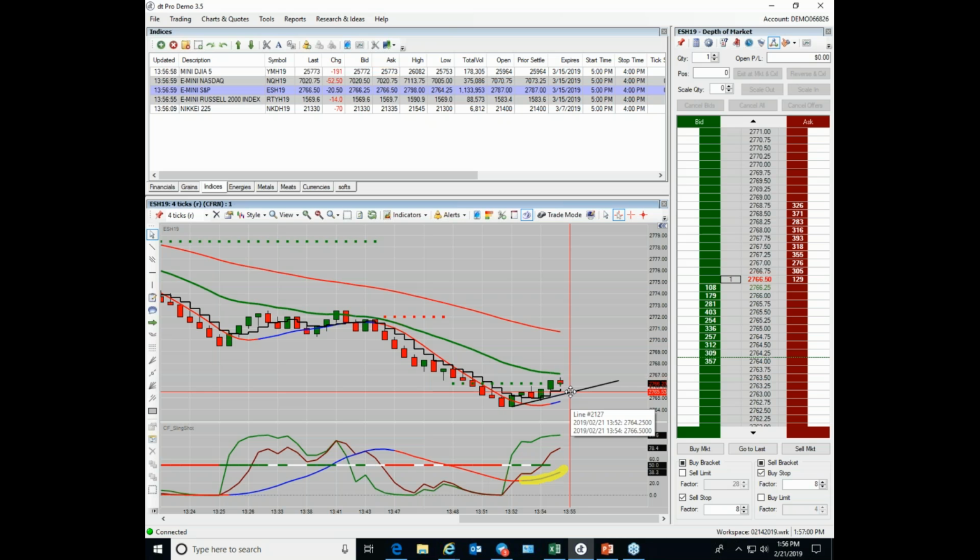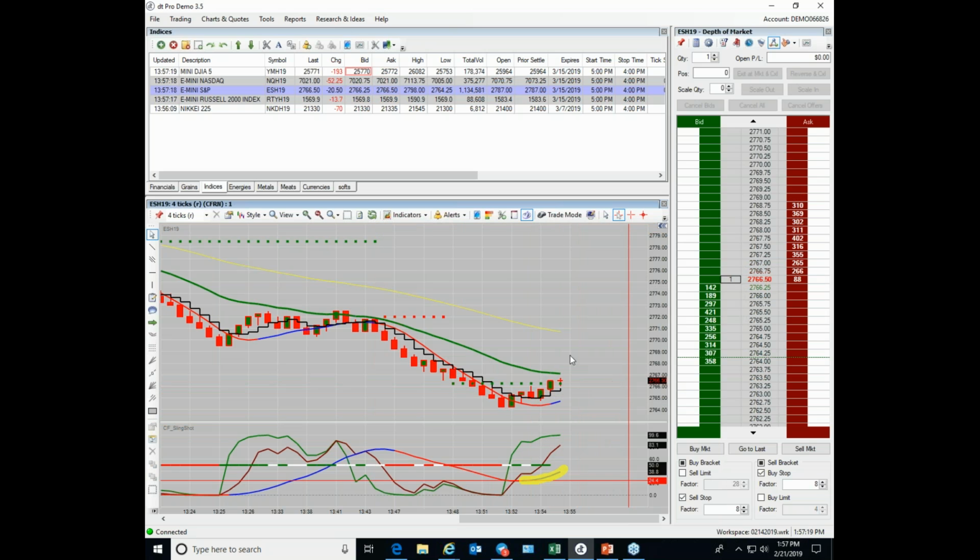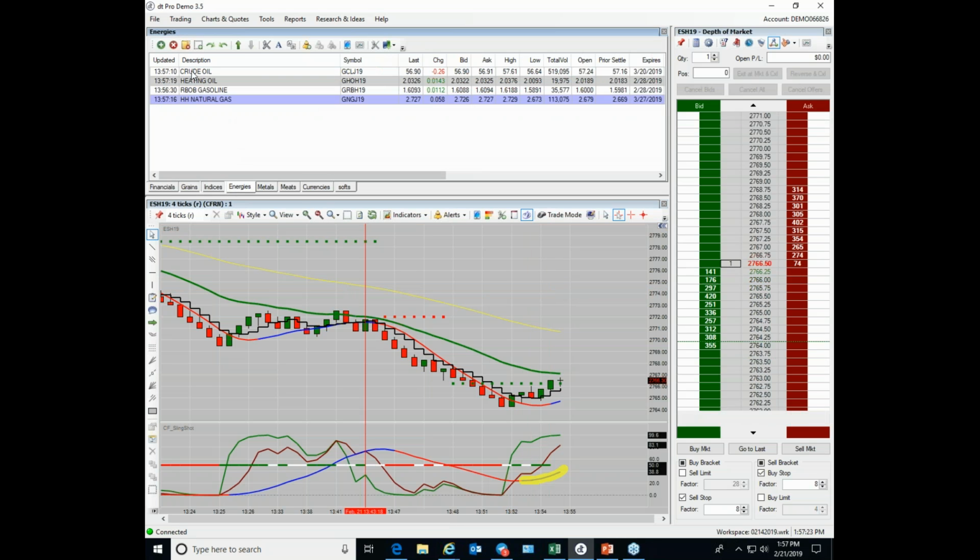65.5 is not going to get us below that. Okay, but do you understand how you do that now? 66.75 is the high. That's here. 1, 2, 3, 4, 5. Okay, all right, let's see what happens with the S&P. All right, back to square one.